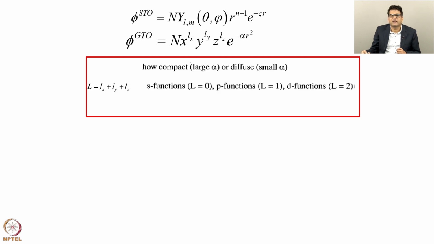And depending upon this Lx, Ly and Lz, the summation of them will give the capital L, and if the capital L is 0, then those functions are called S kind of functions. If L is equal to 1, they are called P kind of function. L equal to 2, they are called D type of function, similar to the nomenclature for atomic orbitals.